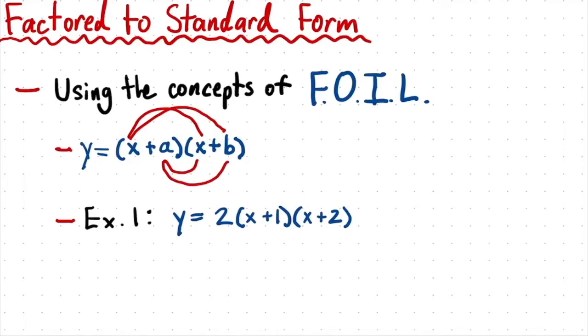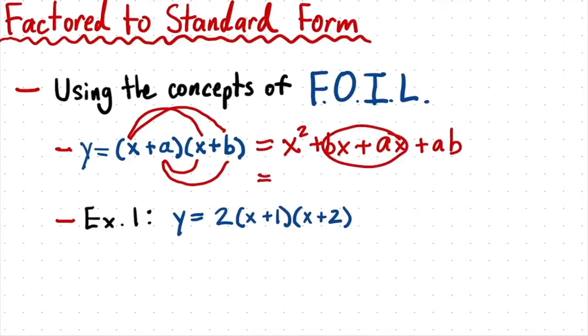So if we were to use it with just these generic numbers, it would be the first, so x times x, which as we said earlier, x times x is just x squared, plus the outsides, so x times b, where b is just some number, so plus bx, plus the insides, so a times x, plus the lasts, which is just a times b. And we can see in these two middle ones right here, we can factor out an x. So this can be equal to x squared plus (b plus a) x plus ab.